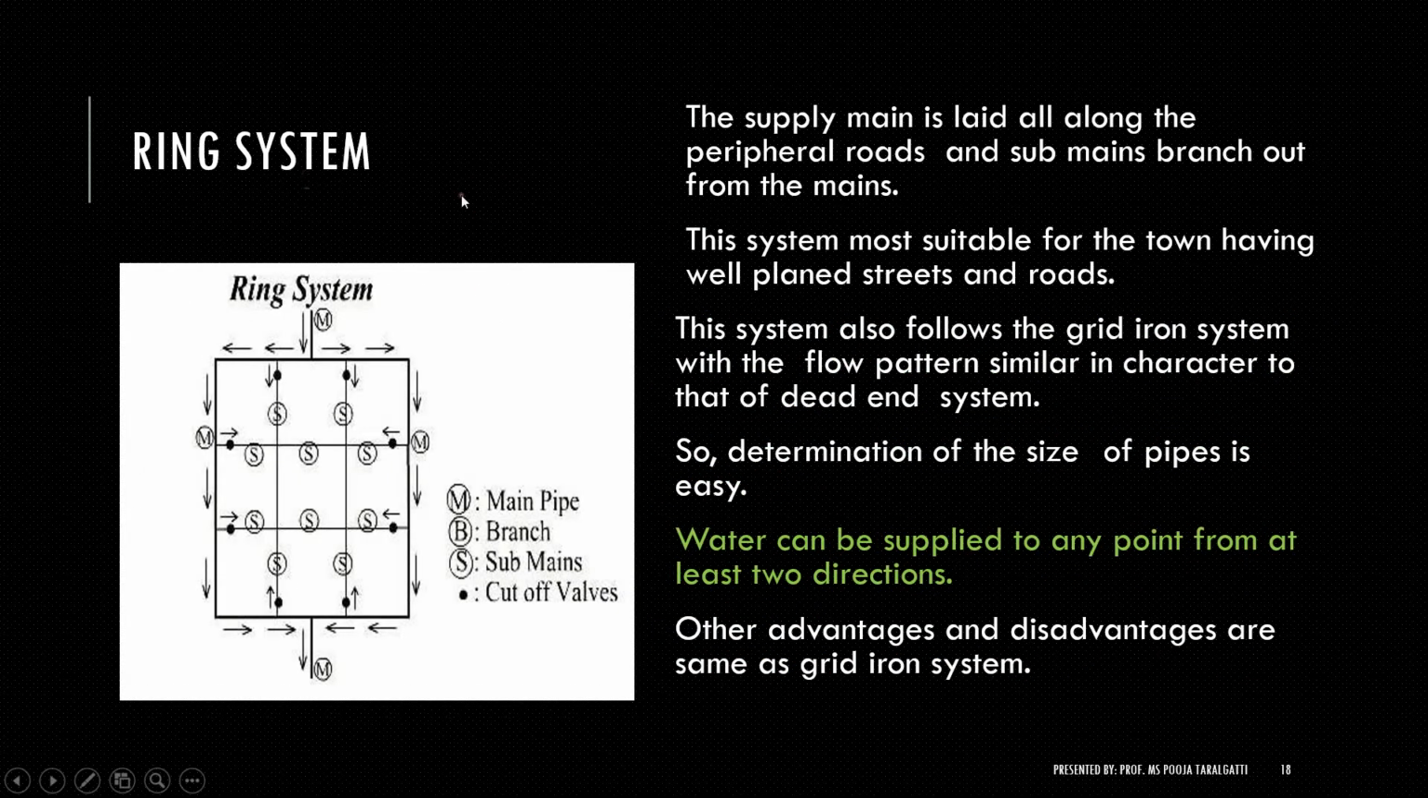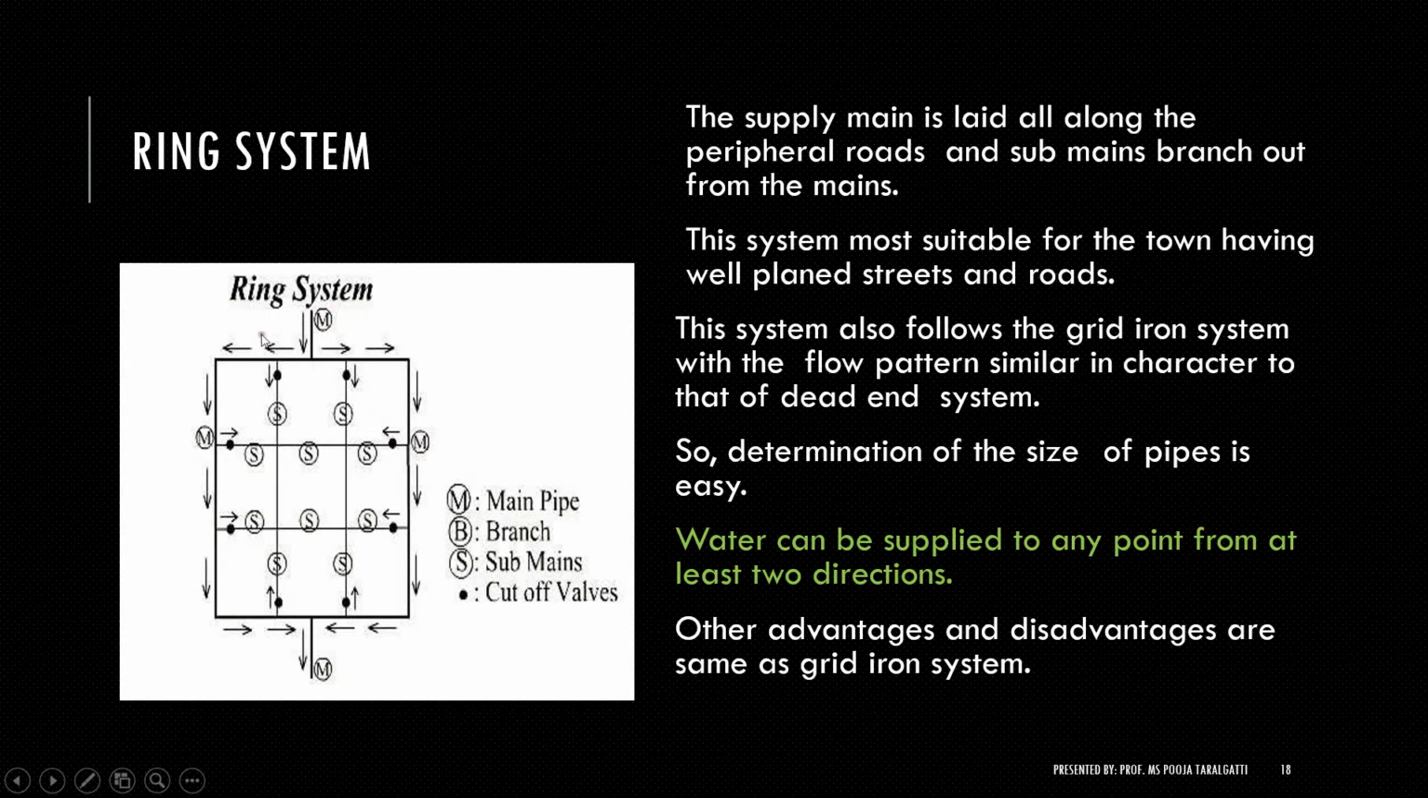Next one is ring system. The supply main is laid all along the peripheral roads and the submains branch out from the mains. Now here, previously we were having the main pipeline at the center and through that your submains were divided. Now here your main pipeline is at the periphery. It is not at the center anywhere. It is at the outer area of your layout, and from that your submains are bifurcated into inner areas of your layout. Okay, so this is the main difference from your previous layout to this layout.